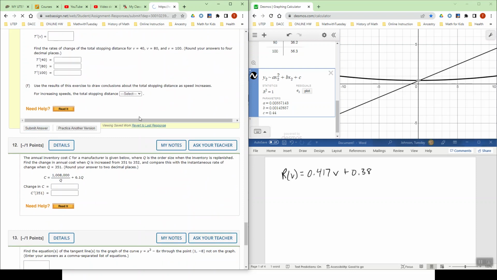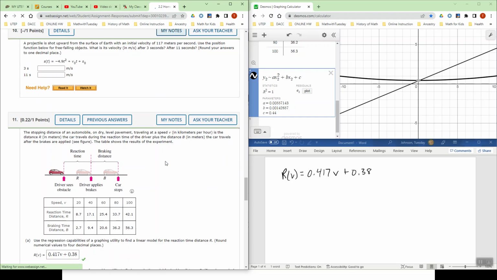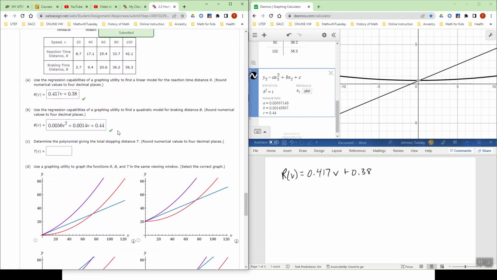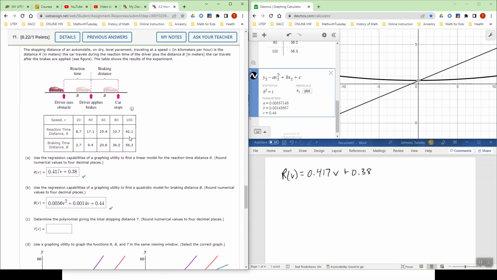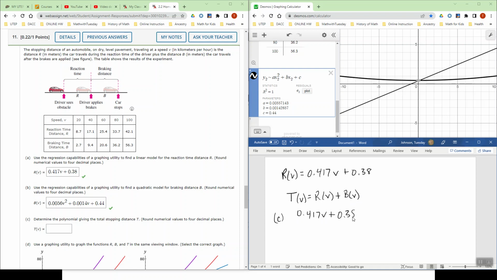Let's go ahead and submit these. Okay, good. So we know we're on the right track. It's always good to check, right? Determine the polynomial giving the total stopping distance T. Well, if we look at the picture up here, the total stopping distance based on velocity looks like it's the reaction time plus the braking time.